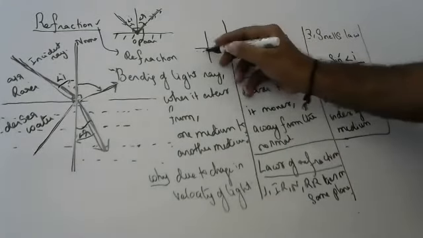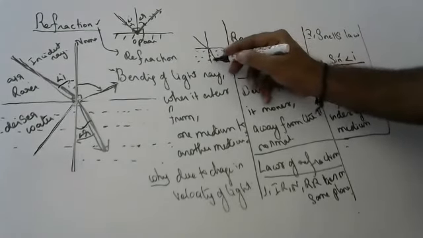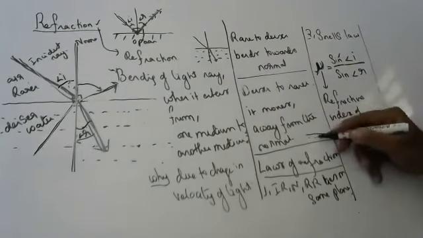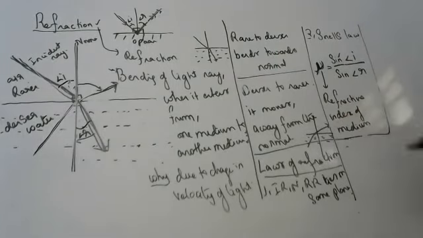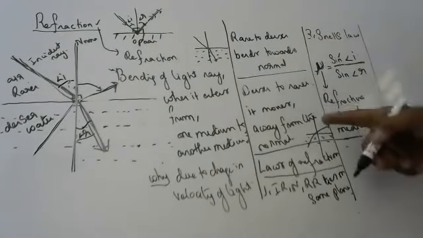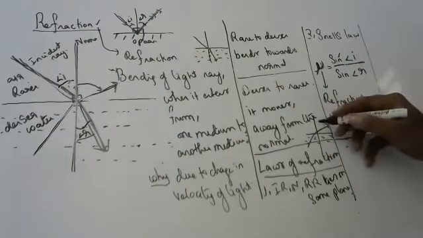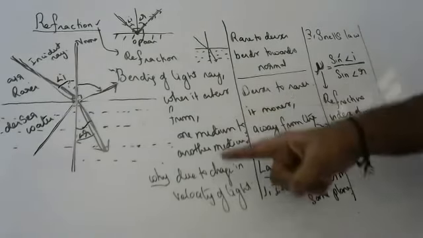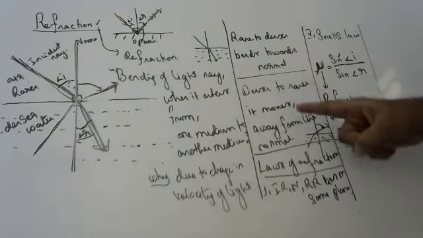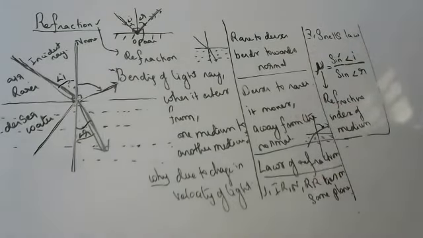This is water. Rarer to denser, it moves towards the normal. Please see here, and denser to rarer moves away from the normal. Please draw separate diagrams for rarer to denser, towards the normal, and denser to rarer, away from the normal. So what all things are you writing? Definition, why refraction occurs, rarer to denser, denser to rarer, and the laws of refraction. In the laws of refraction, Snell's law is very, very important. This is going to be your 5 marks question, children.